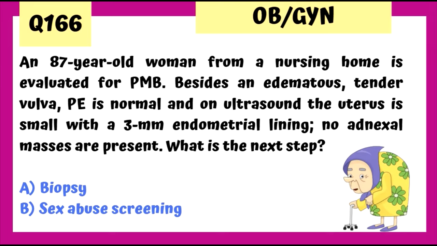Question 166, an 87-year-old woman from a nursing home is evaluated for PMB, postmenopausal bleeding, and she has an edematous tender vulva, pelvic exam is normal, and ultrasound: the uterus is small with 3 millimeter endometrial lining. No adnexal masses are present, so it's a 3 millimeter endometrial lining. We're not concerned about cancer here. What we are concerned about is sex abuse screening based on her history.